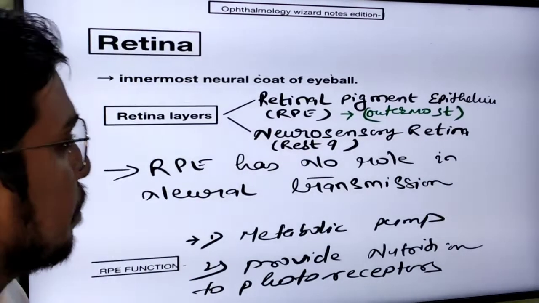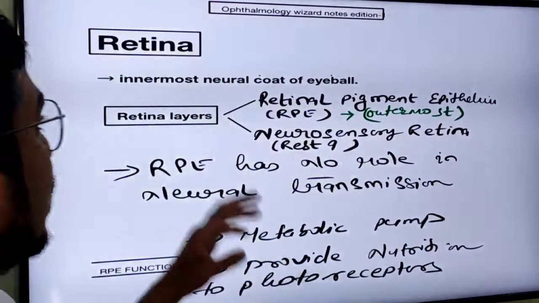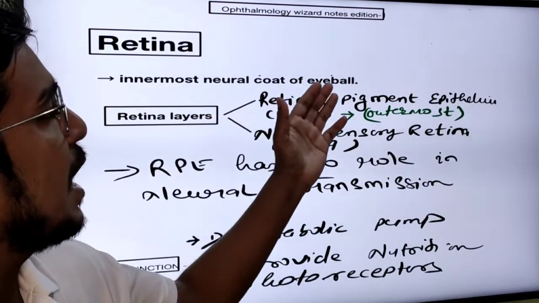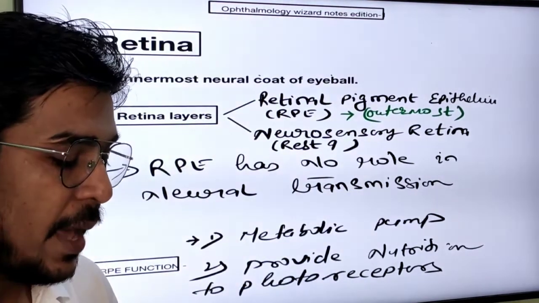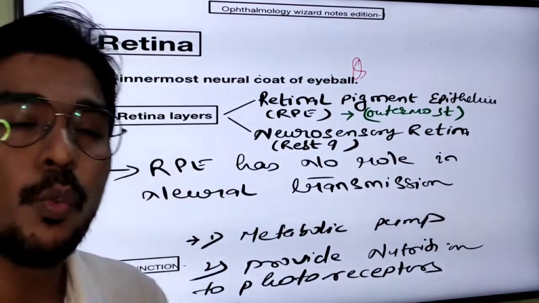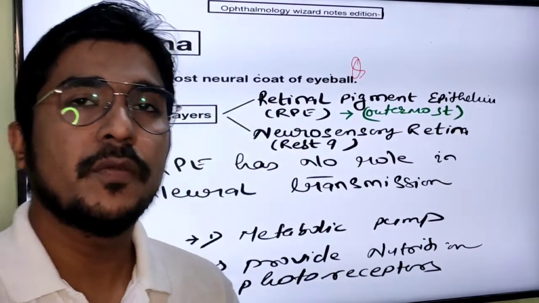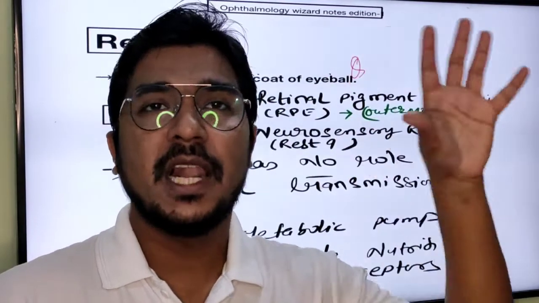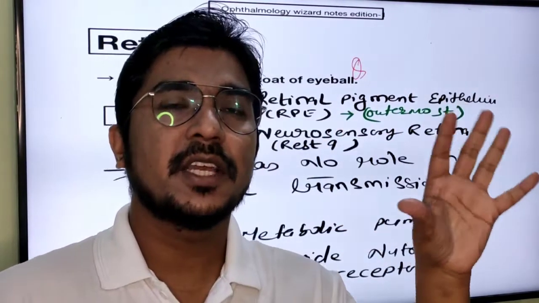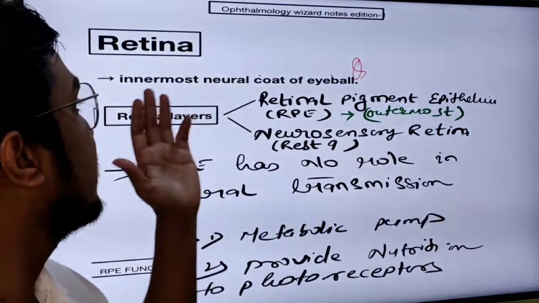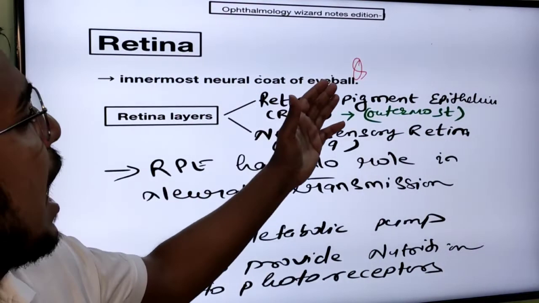The first important line: the retina is the innermost neural coat of the eyeball. This is an important MCQ that I have asked. What are the other coats of the eyeball? We have three coats of the eyeball. The first one is the sclera, the outermost. Then there is the choroid, and then there is the retina. That's why this is the innermost neural coat of the eyeball.